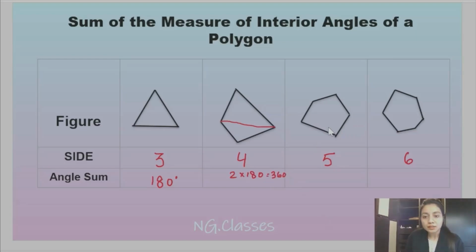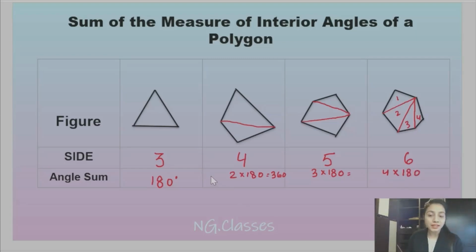Now, pentagon: just divide it into triangles, draw diagonals. This one is the first triangle. So I have divided it into 3 triangles. So it will be 3 into 180. Right? After that, hexagon. Hexagon, divide it into triangles. How many triangles did I get? 1, 2, 3, 4 triangles I got. So the angle sum property will be 4 into 180 for a hexagon.